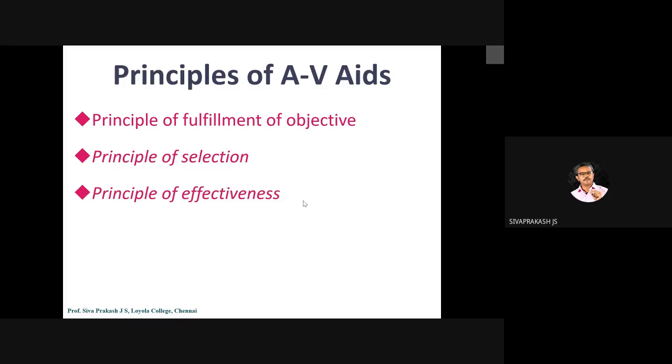Second is principle of selection, right? Which one you select? For what purpose is it? Is that meeting your objective, your purpose? Yeah. That is called principle of selection, and then principle of effectiveness. From the students' or learners' point of view, has it reached them effectively or not? Right? So principle of effectiveness. So these three principles, if you are using AV aids as a teaching aid, these three principles have to be satisfied, not just any one. All three have to be satisfied.